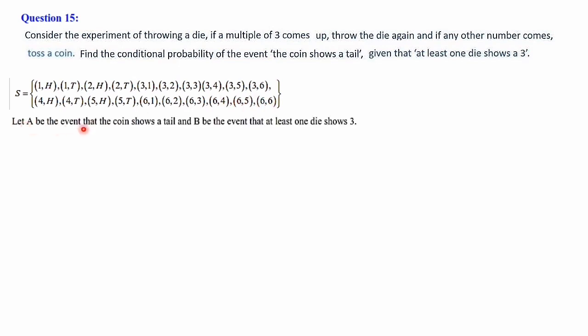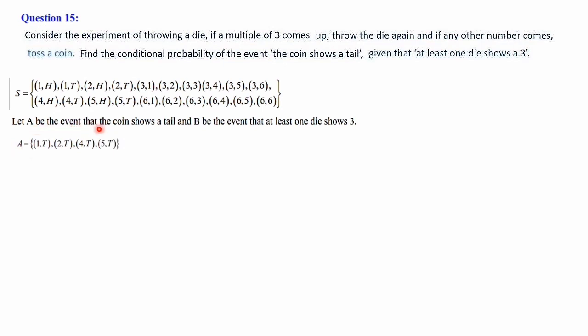Then let A be the event that the coin shows a tail and B be the event that at least one die shows 3. According to our given question, the events are written. A means the coin shows a tail and B means the event that at least one die shows a 3. Here I have taken A and B. If you want to take E and F, you can proceed. It's not a problem.